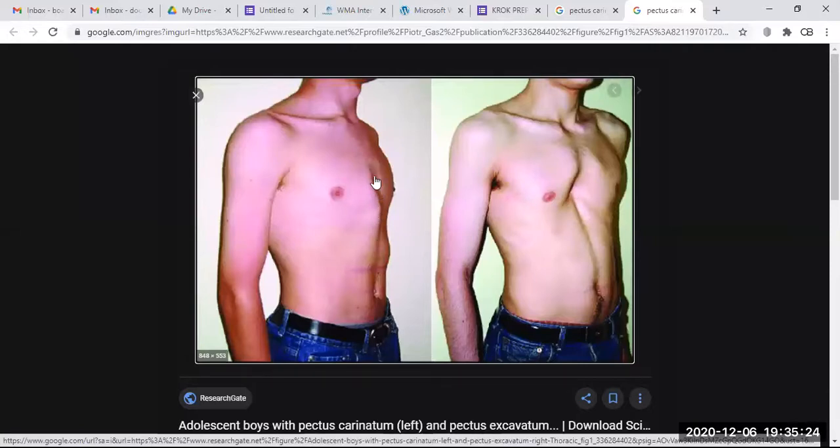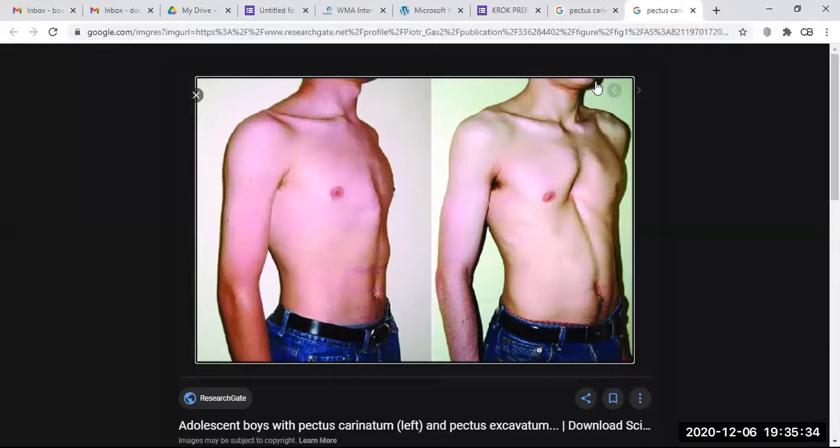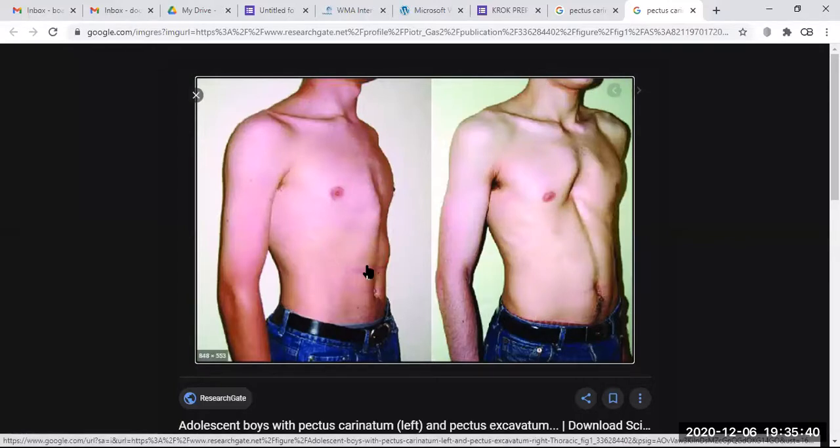And the other name for pectus carinatum is pigeon chest. So that's how the chest looks, or we call it keel chest. So you realize that in this situation, the anterior-posterior diameter increases, and it can be as a result of chronic respiratory infection, or some respiratory condition like asthma, or rickets, or probably a child with some tumor of the parathyroid gland. Let's move on, please.